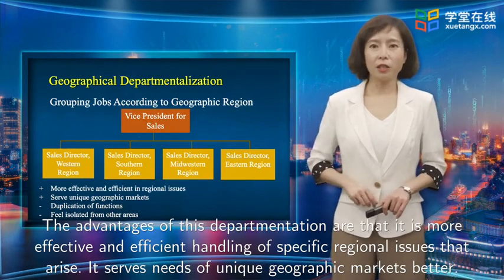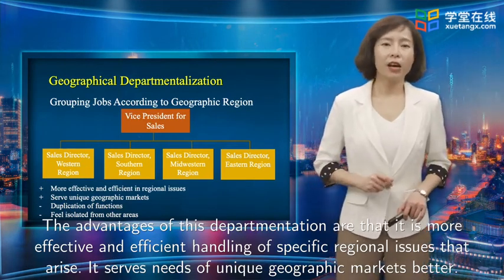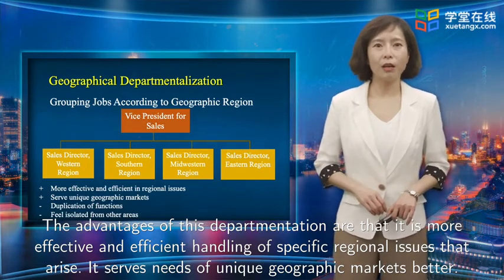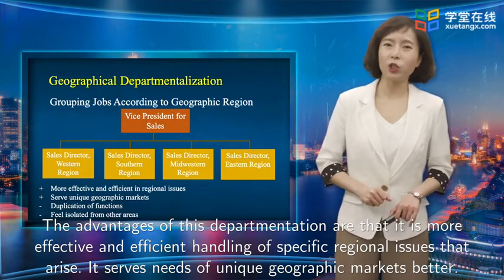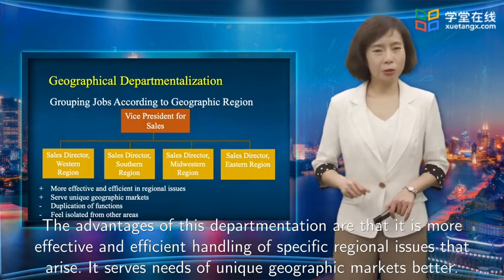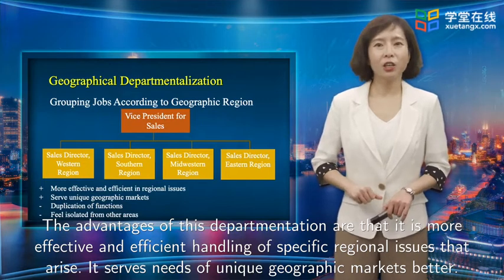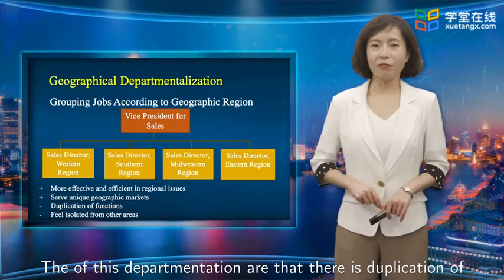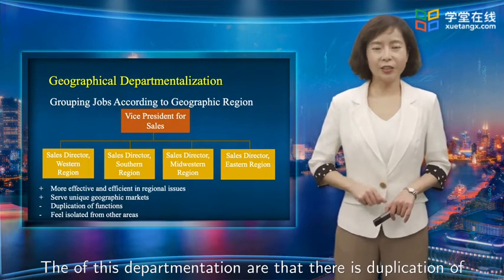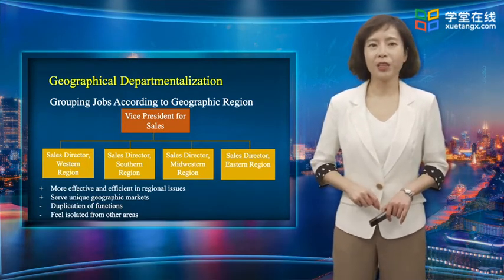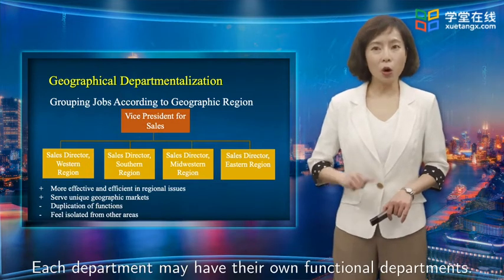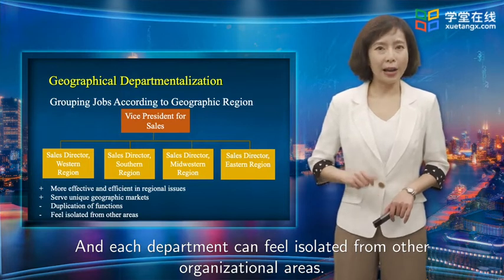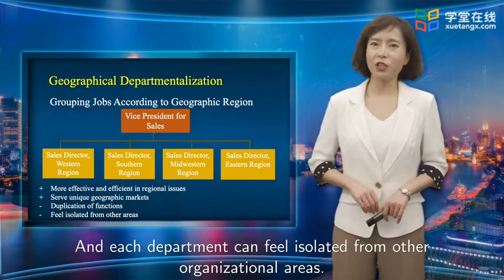The advantages of this structure are more effective and efficient handling of the special regional issues that arise. It serves the needs of unique geographic markets better. The disadvantages are that there is duplication of functions. Each department may have its own functional departments, and each department can feel isolated from other organizational areas.